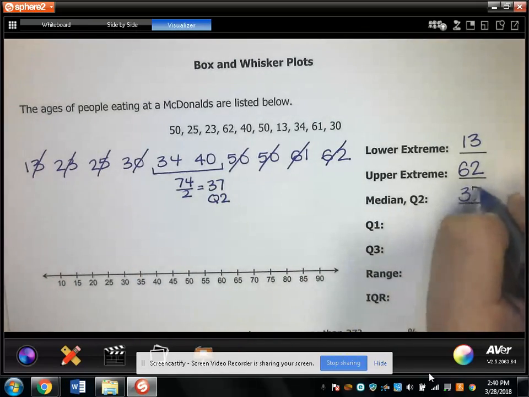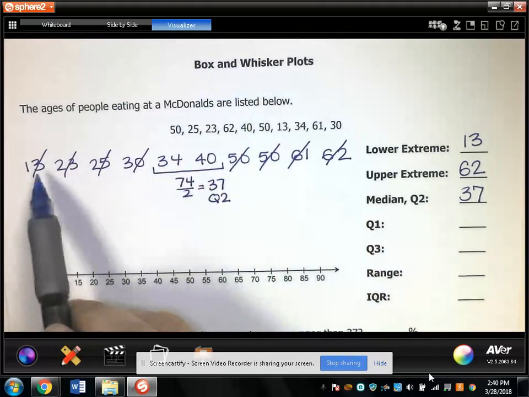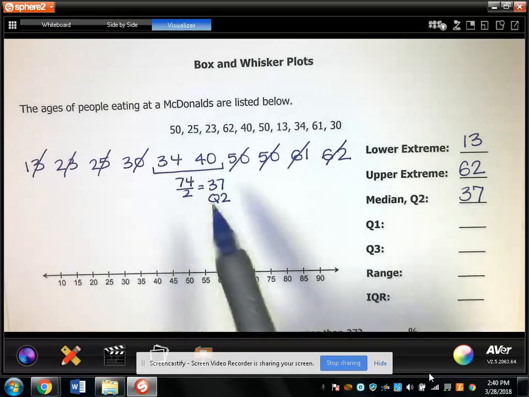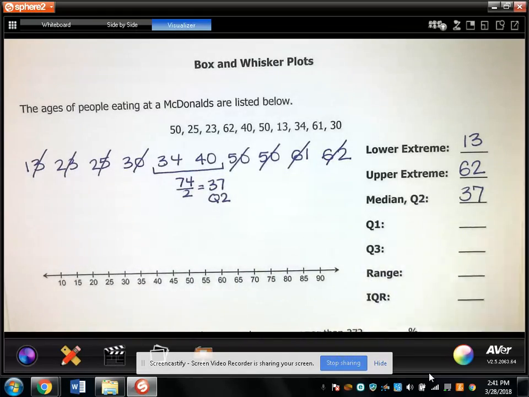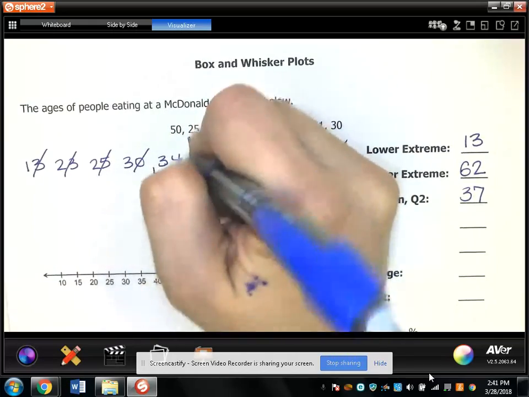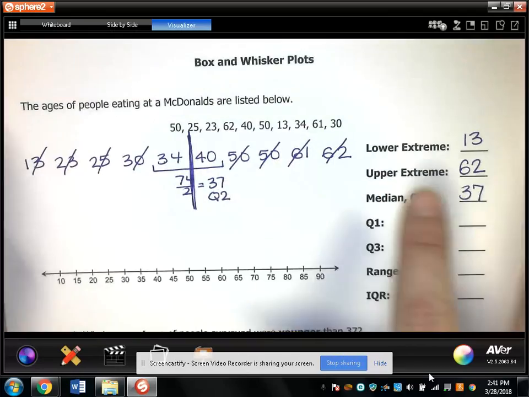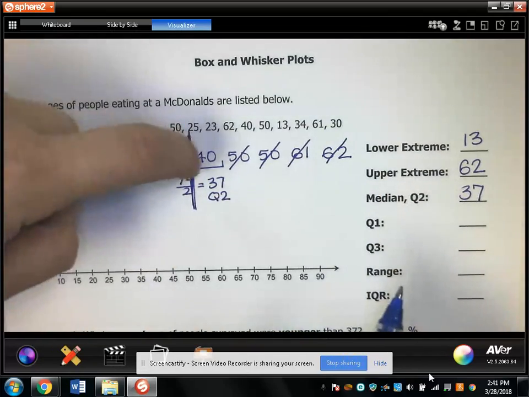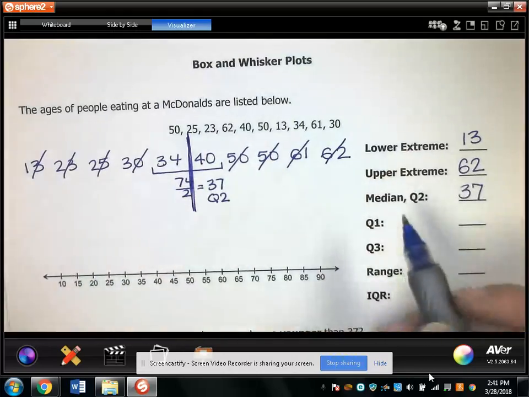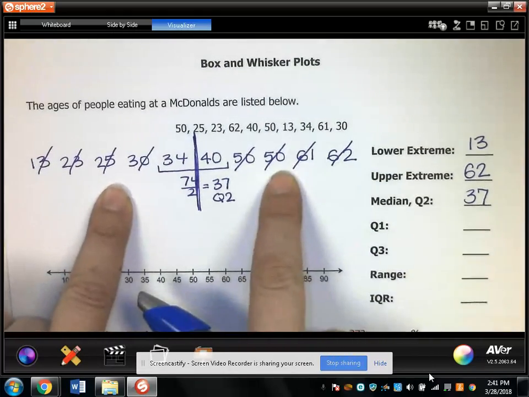All right. Then you want to split the data in half. So there are 10 data values. I'm going to split them in half, right down the middle. So there's going to be 5 on either side. If there is an odd number of data values, like 11, you'd leave out the one in the middle and split it, and there'd be 5 on each side. But here there's 10, it's even. So there's 5 on this side and 5 on this side.